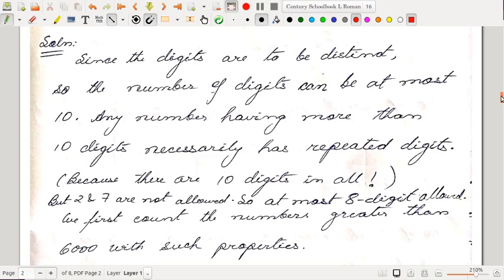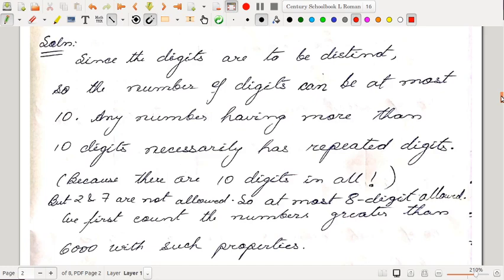So as of now, let us see here. Any number having more than 10 digits necessarily has repeated digits. But 2 and 7 are not allowed here. That means we can just consider the number of digits to be at most 8, because 2 and 7 are not to be taken. So we have to work with only 8 digits.